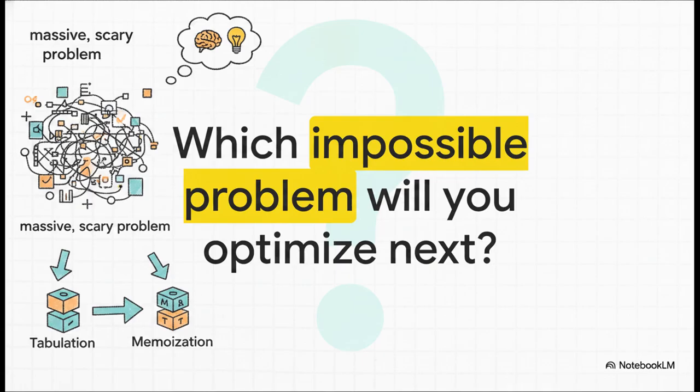See, dynamic programming isn't magic, and it certainly isn't an impossible math test designed to ruin your day. It is simply the discipline of taking a massive, scary problem, breaking it down, and vigilantly writing down your answers so you never have to repeat your own hard work. Now that you hold the power of memory, and you actually know how to wield tabulation and memoization, which impossible problem will you optimize next?